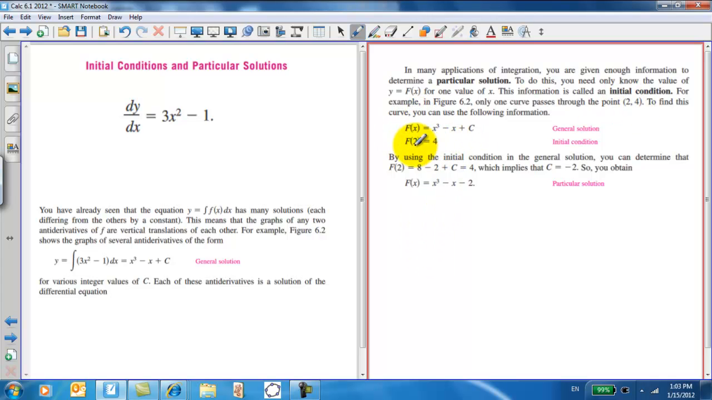That is, here's the general solution, and someone tells you that it goes to the point (2, 4). So you can put 2 in for x and 4 in for f of 2 and solve for c. You get c equals negative 2. And that creates your particular solution. Notice the difference. The general solution is a whole family of answers. A particular solution is a specific subset of that family, one element of that family, that satisfies the initial conditions.